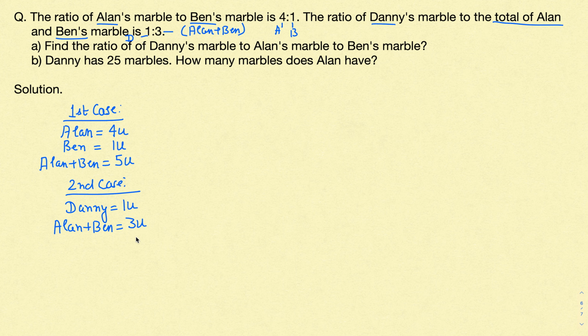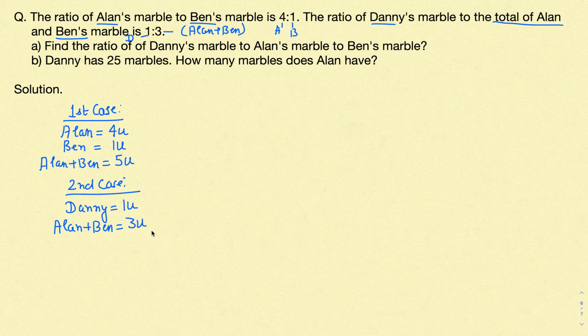They are representing the same number of marbles, because the number of marbles which Ellen and Ben have together is the same in this case and this case. It's not that they are different. So the total number of units for Ellen and Ben together should also be the same in both cases. We can make them equal.